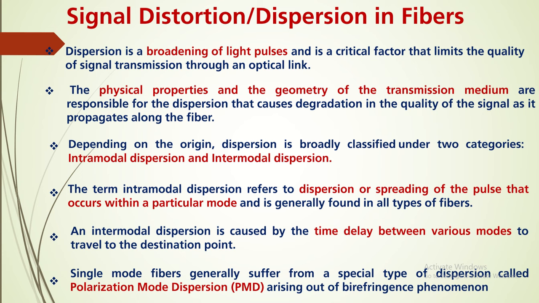Now let us see the short definitions for intramodal and intermodal dispersion. The term intramodal dispersion refers to the dispersion or spreading of the pulse that occurs within a particular mode and is generally found in all types of fibers. Intermodal dispersion is caused by the time delay between various modes traveling to the destination point. Single mode fibers generally suffer from a special type of dispersion called polarization mode dispersion, arising out of the birefringence phenomenon.